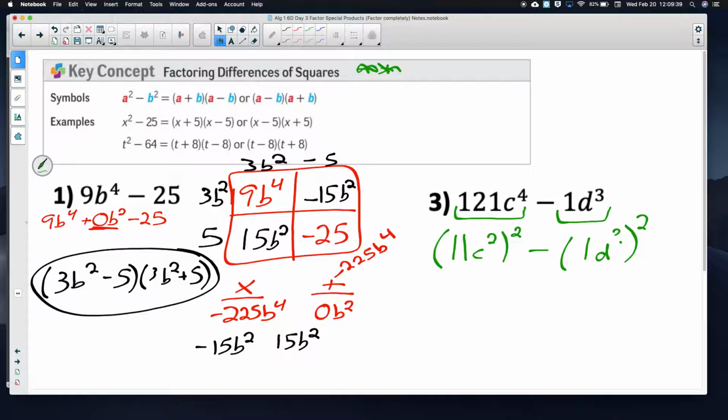And then what do I square to get d to the third? Well, there is no number here. There is no number that when I square it, I get an exponent of 3. So this doesn't work, so this is a prime polynomial.